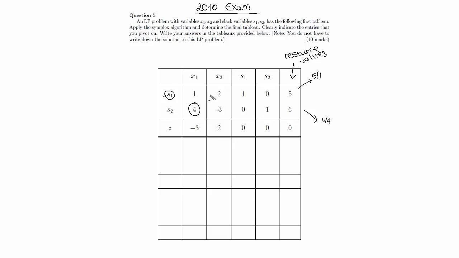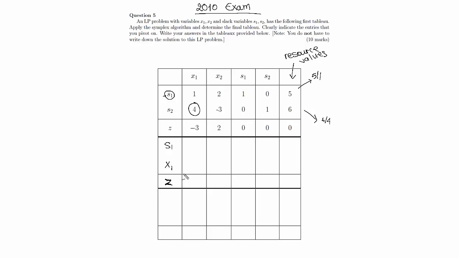So since 4 is our entry to pivot on, that means that x1 will be the entering basic variable and it will replace s2, which will be the departing basic variable. That means that we have s1 here as one of the basic variables and x1 as the other one. And here we always have Z.